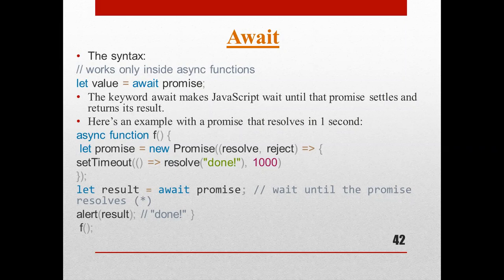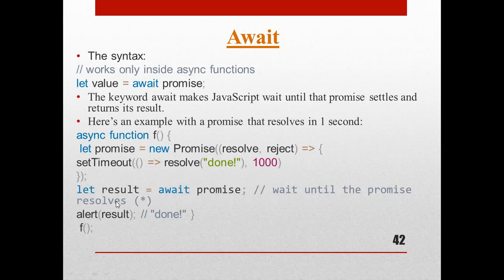So here is one example with a promise that resolves in 1 second. See async function f, let promise = new Promise. We have seen promises in the last session. It takes two parameters, resolve and reject. Inside it we call setTimeout with resolve("done") and 1000. This is the timer we are setting, 1 second. Close this promise, and let result = await promise.